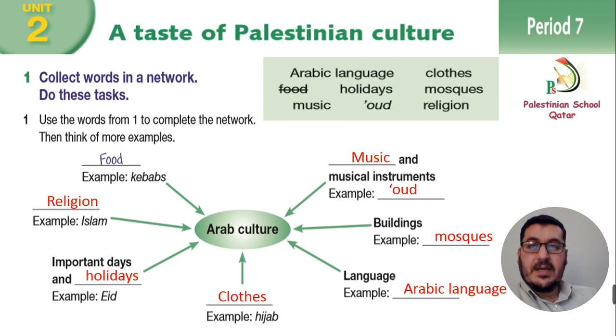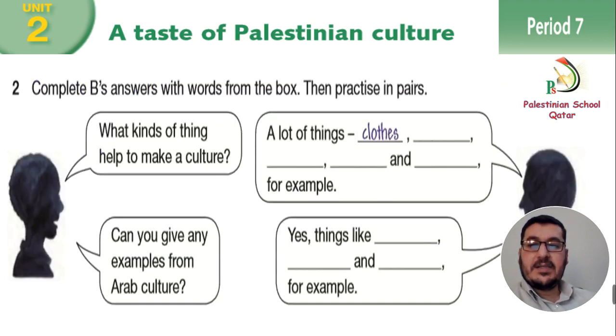Good. Now we have exercise number 2, the second part. Complete these answers with words from the box, then practice in pairs. The same exercise as the last one. I need you to continue here, and it asks us, what kinds of things help to make culture?